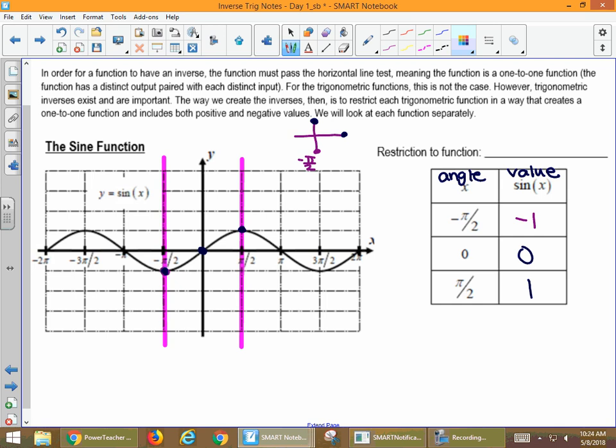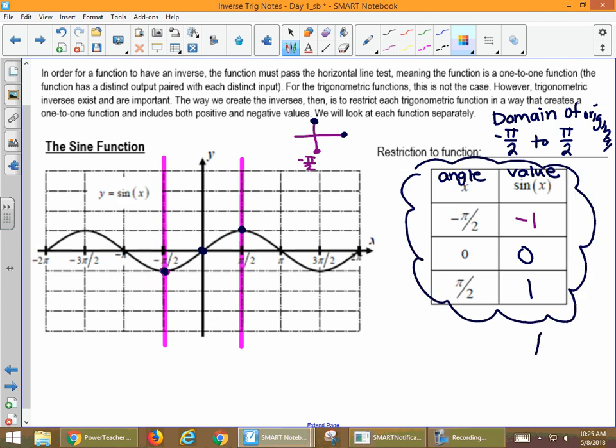So you're restricted from negative pi over 2 to pi over 2. That's the restriction to the original function. This right here is the domain of your original. Out of space. That's going to become the range of our new function. So we're just going to switch. So this table right here, if you take these three ordered pairs and switch them, you've got the inverse of sine.